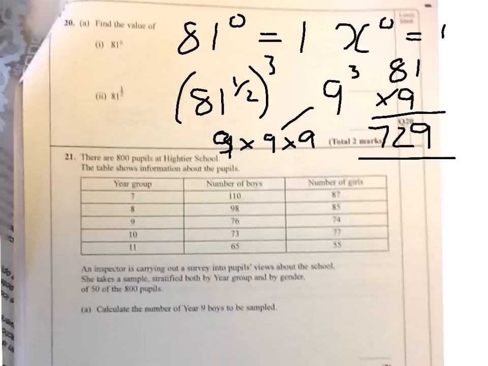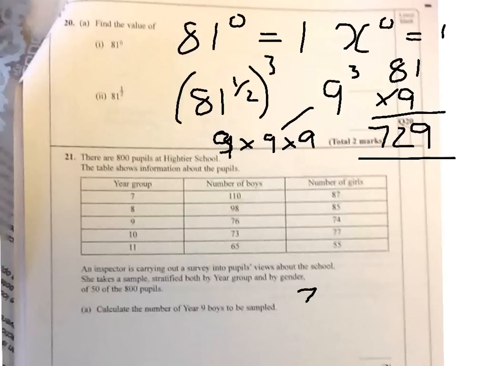Question 21, I'm on now. 800 pupils at the school. Inspector's carrying out a survey. Takes a sample stratified by year group and gender. Takes 50 of 800. Calculate the number of year 9 boys. Well, we're going to do 76, because there's 76, not 74 should I say.